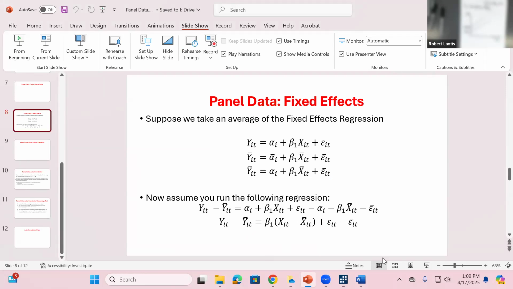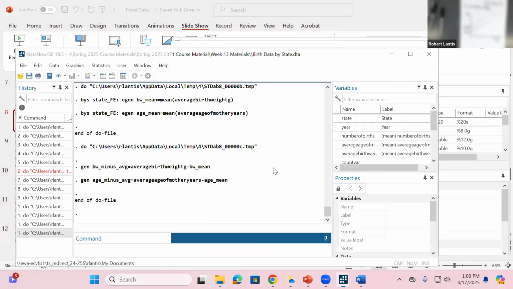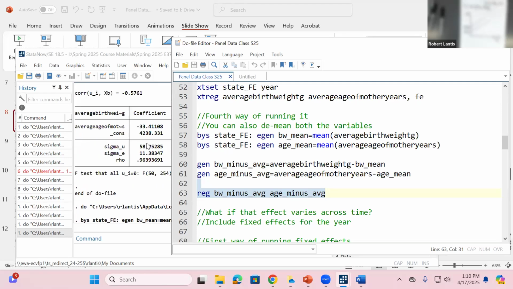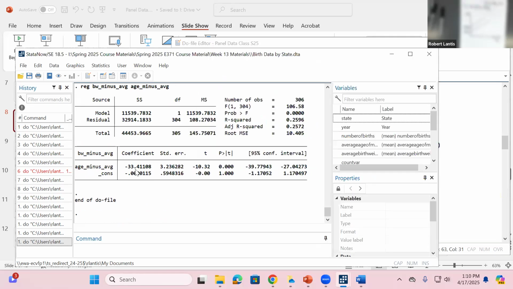Okay. So hopefully, unless I'm lying to you, once I run this regression, where I'm now using the demeaned data, the birth weights minus that state's average and mother's age minus that state's average, I see the exact same value. Otherwise, I'm making something up, right? So I run it, and sure enough, I get that exact same coefficient. Okay. So by demeaning the data, I end up with the same coefficient here.